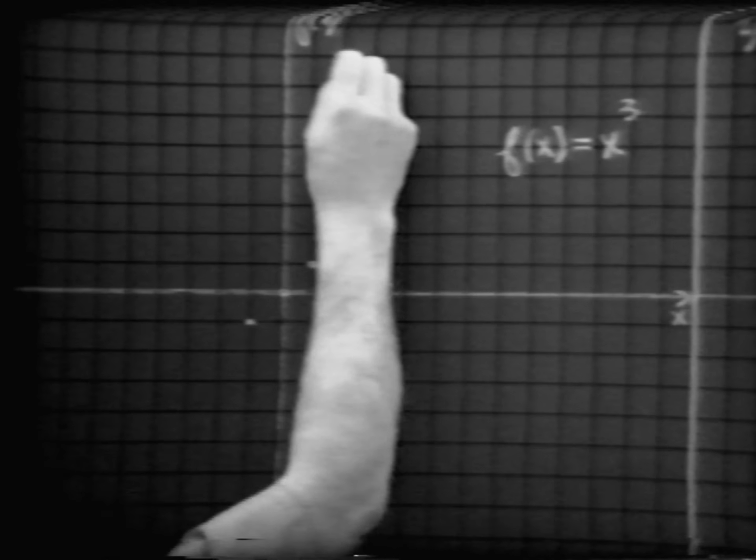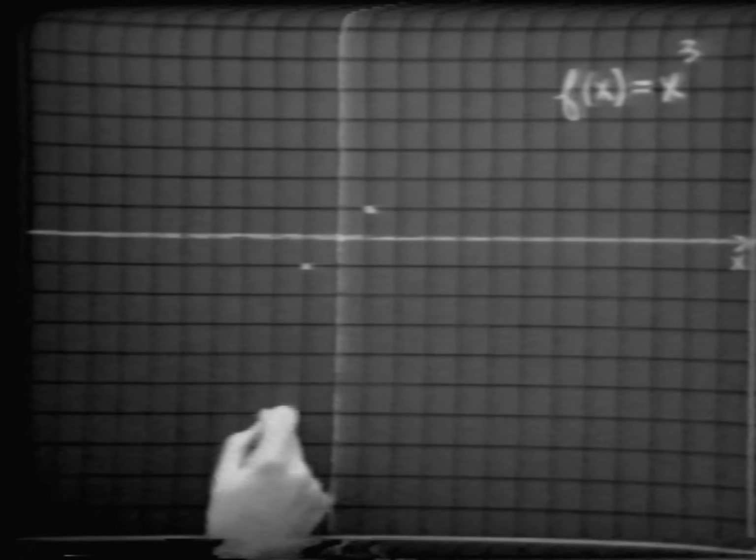All right, so here's 2, 1, 2, 3, 4, 5, 6, 7, 8. And notice our graph goes up rather quickly. Now, if x is negative 2, negative 2 cubed is negative 8. So f of negative 2 is negative 8. 1, 2, 3, 4, 5, 6, 7, 8 in a negative sense.